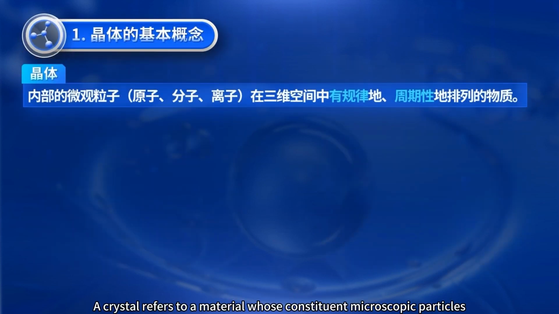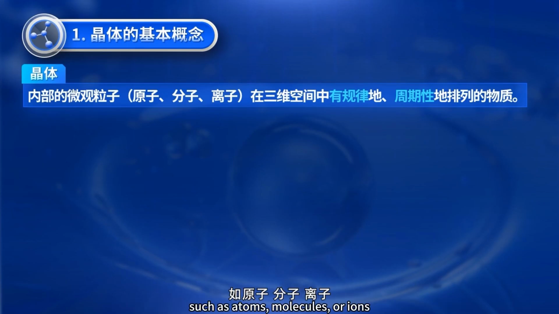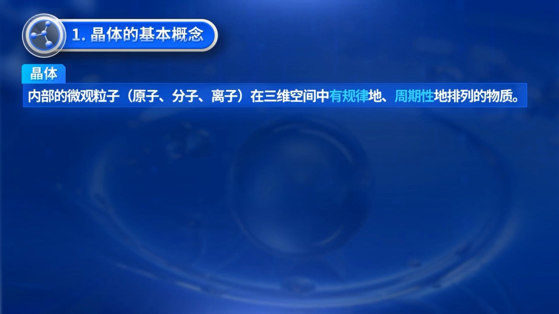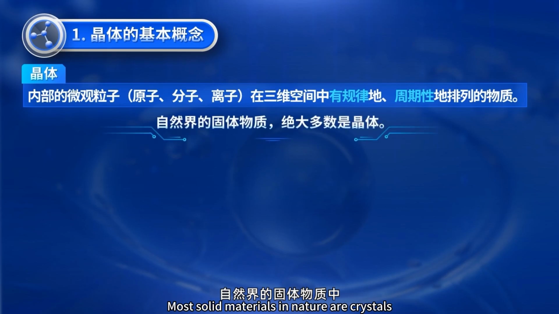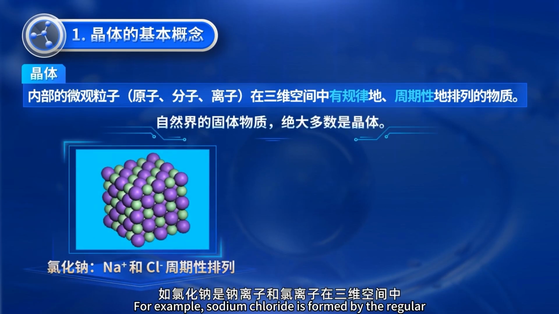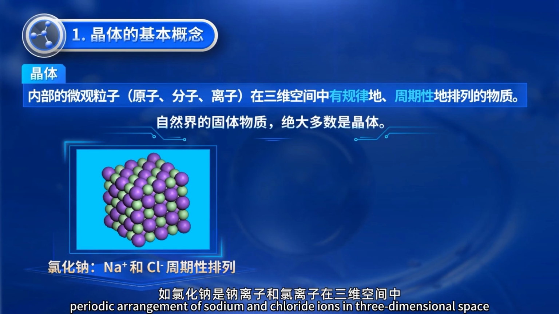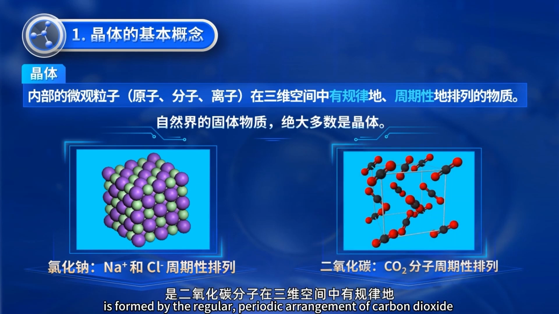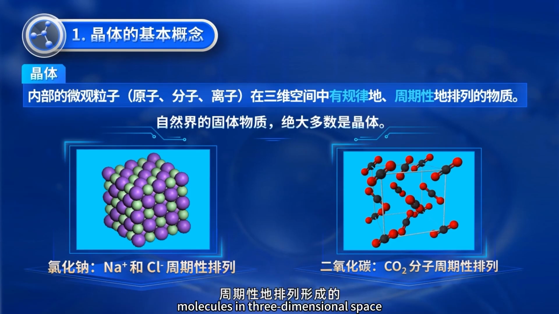A crystal refers to a material whose constituent microscopic particles, such as atoms, molecules, or ions, are arranged in a regular, periodic pattern in three-dimensional space. Most solid materials in nature are crystals. For example, sodium chloride is formed by the regular, periodic arrangement of sodium and chloride ions in three-dimensional space. Dry ice, or solid carbon dioxide, is formed by the regular, periodic arrangement of carbon dioxide molecules in three-dimensional space.